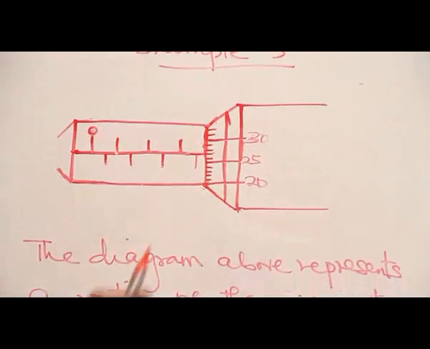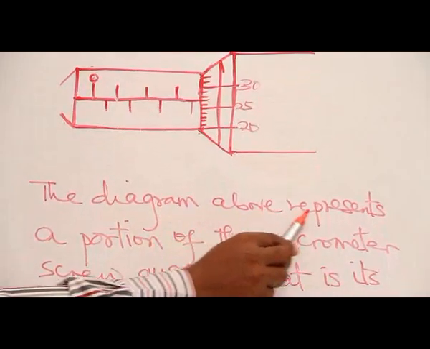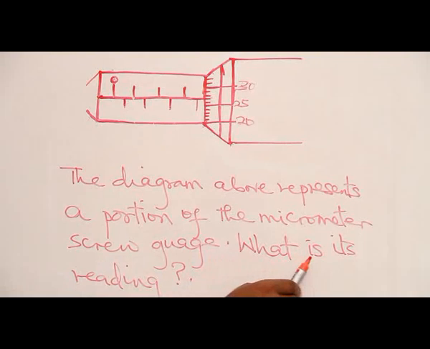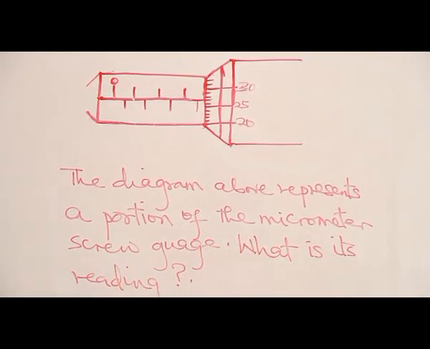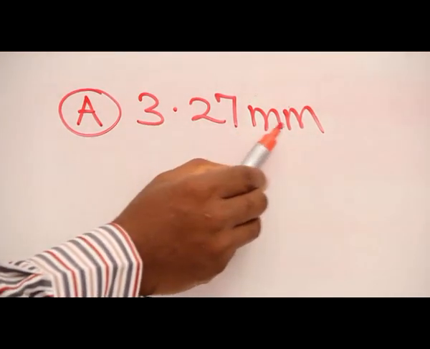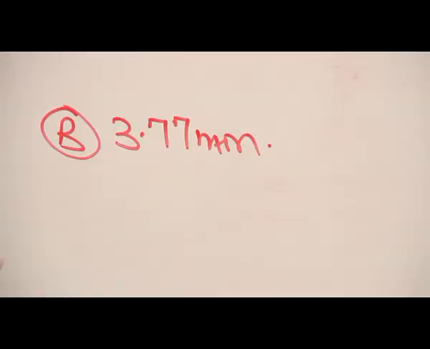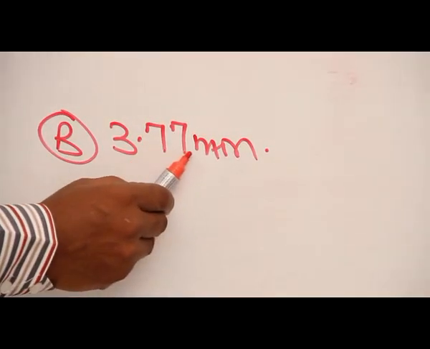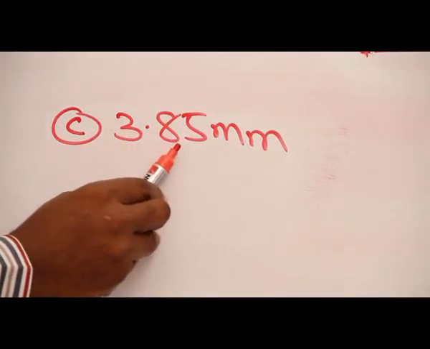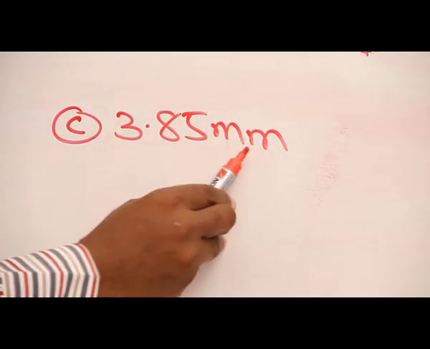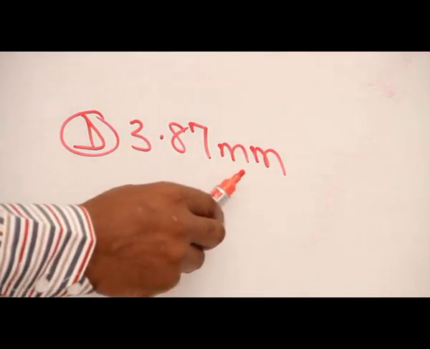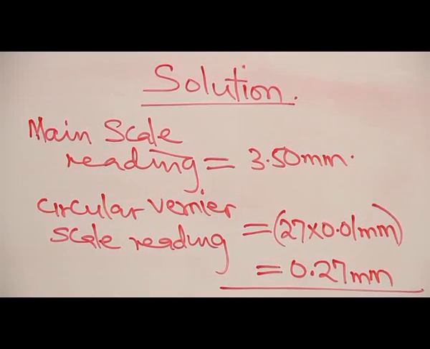Example 3. The diagram above represents a portion of the micrometer screw gauge. What is its reading? The options are A, 3.27 millimeters, B, 3.77 millimeters, C, 3.85 millimeters, D, 3.87 millimeters. Solution.